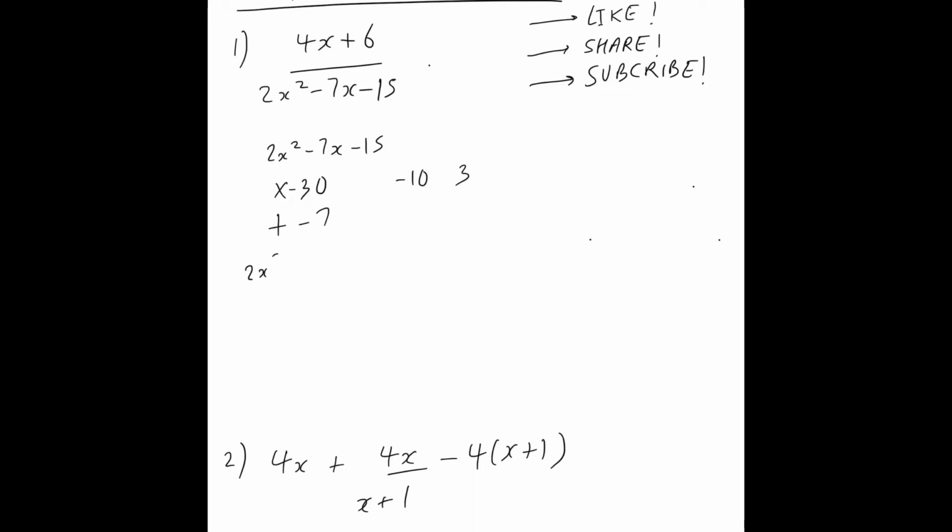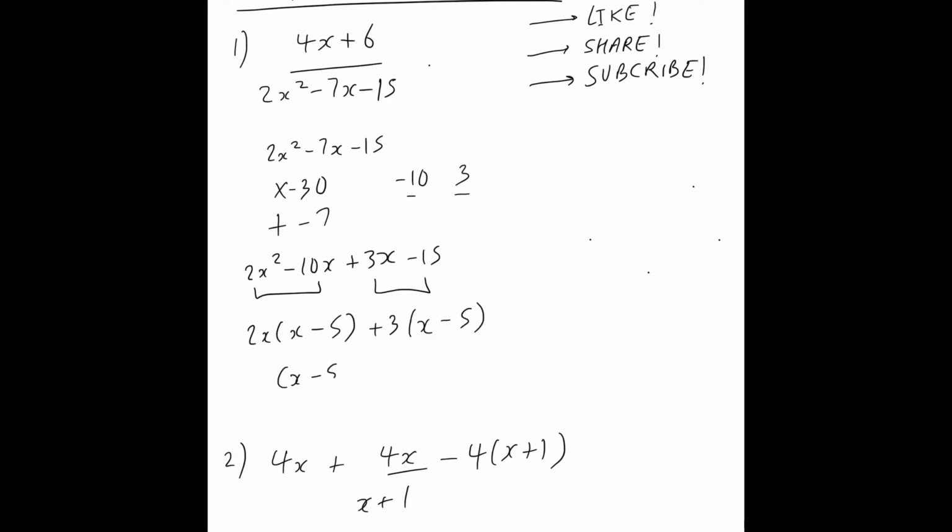So we're going to factorize by grouping the like terms together, right? 3x and minus 10x, and minus 15. You group these terms together to give you 2x brackets x minus 5, and plus 3 brackets x minus 5. So you have x minus 5 and 2x plus 3. You guys should know your factorizing. Alright, so now this is the simplified form of the bottom part of the algebraic expression.